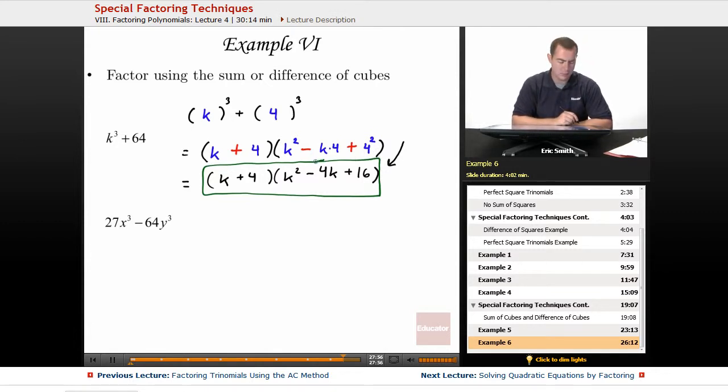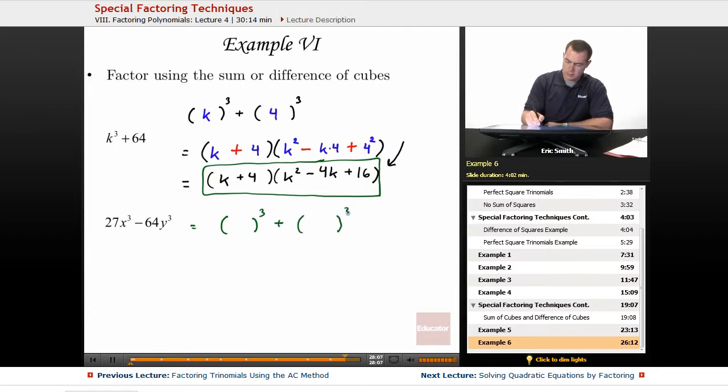Alright, let's try one last one. This one is 27x cubed minus 64y cubed. So something cubed plus something cubed. Alright, what cubed would give us a 27? That must be a 3. And x cubed would give us an x cubed. Okay, so that looks good. To get a 64, this must be a 4y. Oops, let's make sure we have our negative sign in there.